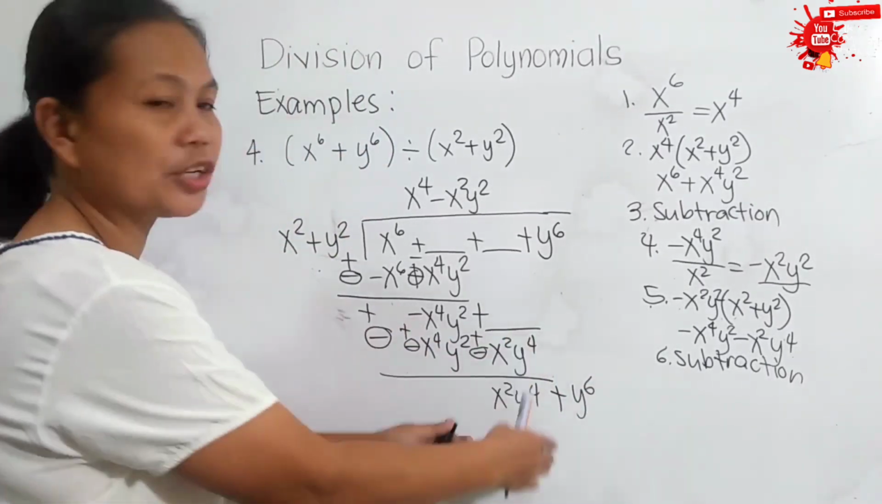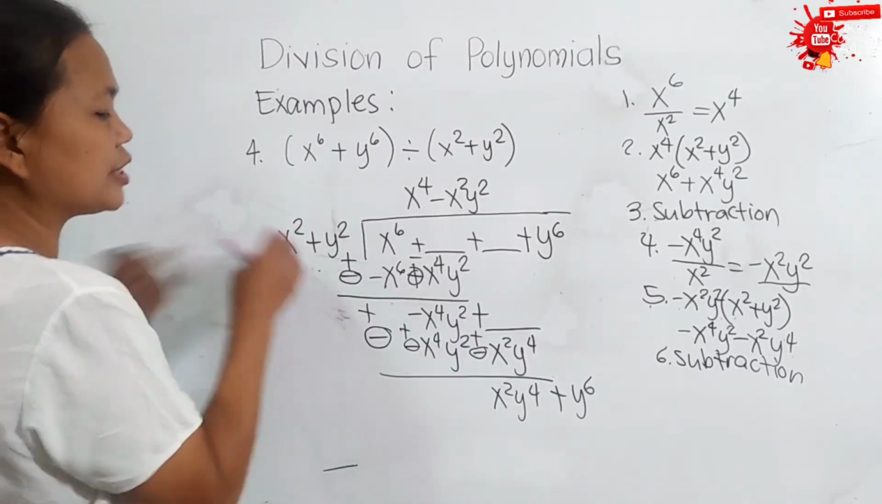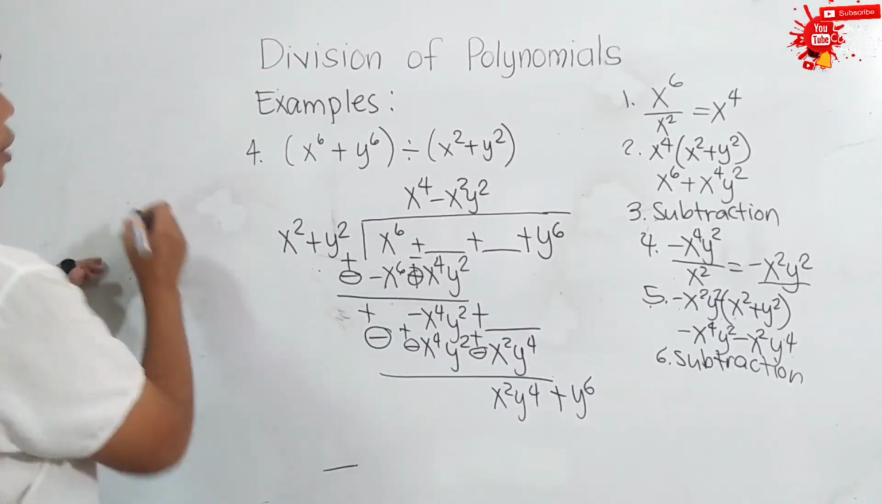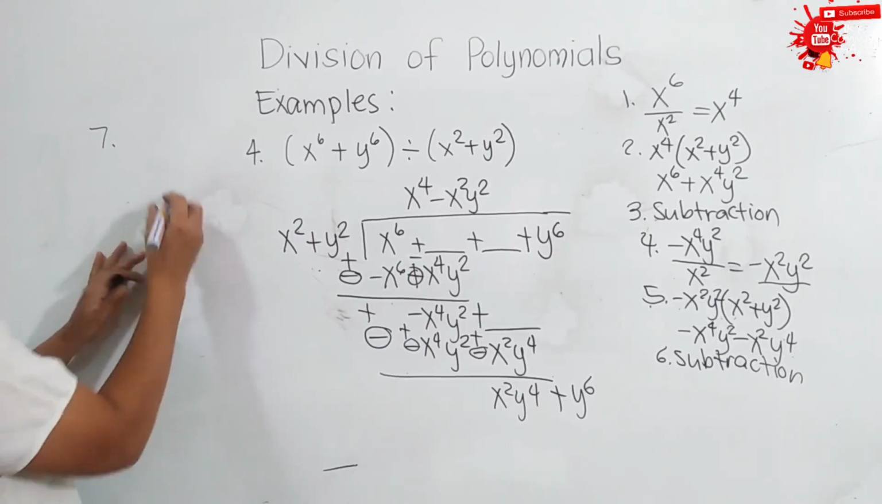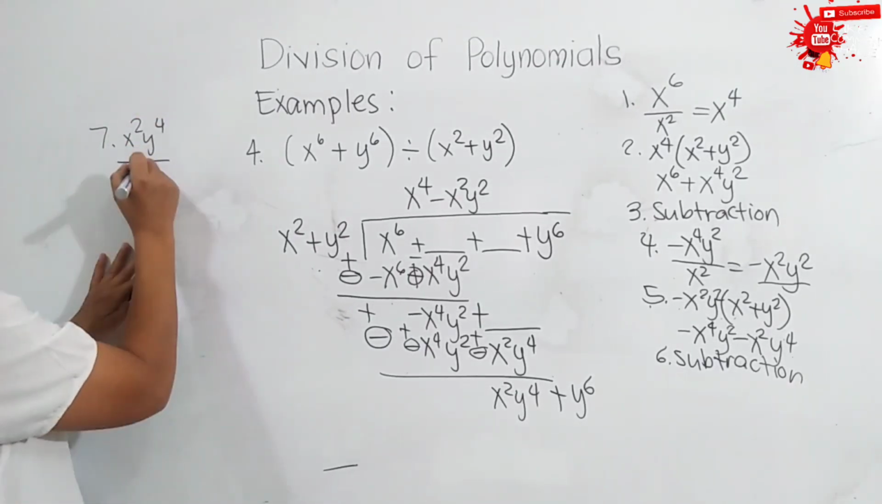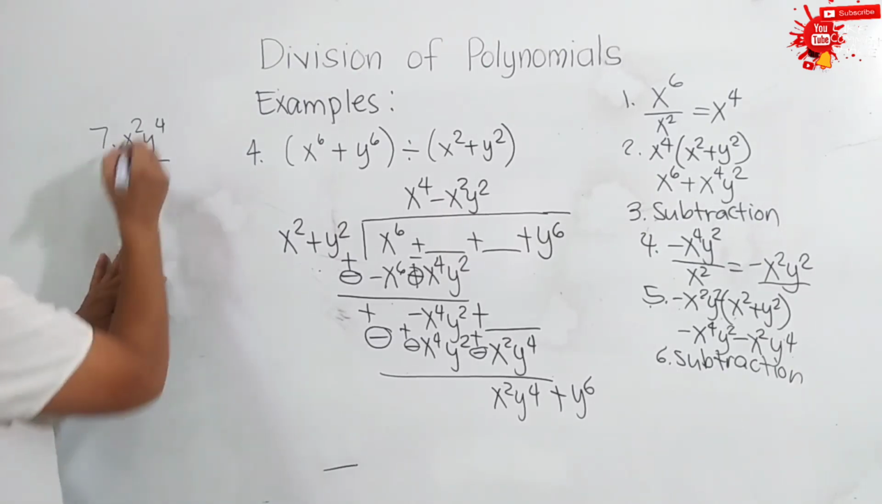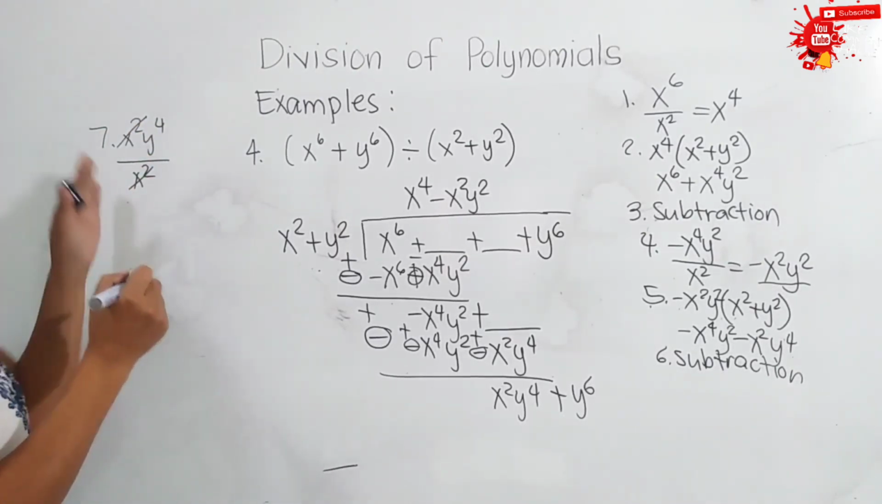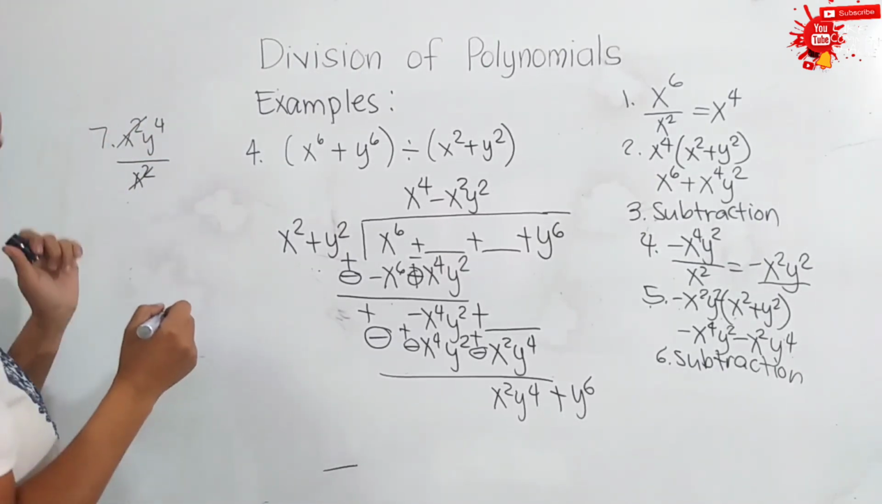So again, first term of the dividend divided by the first term of the divisor. So our seventh step here will be x squared y to the 4th divided by x squared. So we can cancel x squared because we have the same base and the same exponent.